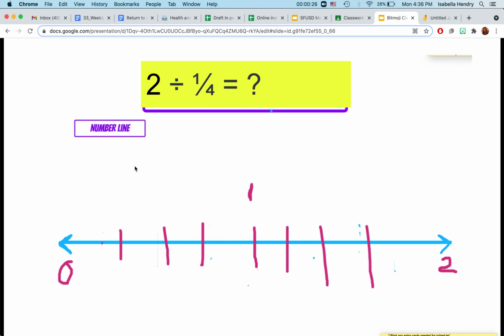Interestingly, the diagrams that most people made still represented how to solve the problem the way I was showing you, but the equation I gave you was wrong. The equation should be 2 divided into 1/4. This person's diagram showed me that there are 1, 2, 3, 4, 5, 6, 7, 8 1/4s in 2. So the solution to your equation would be 8.